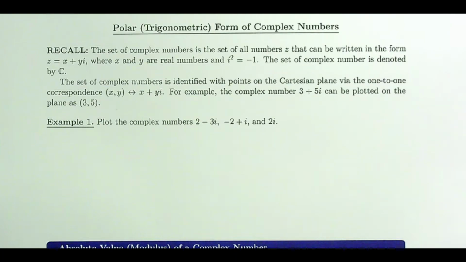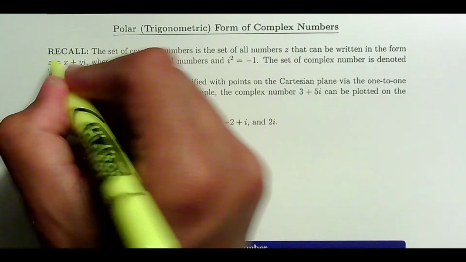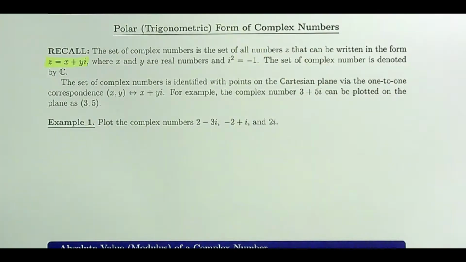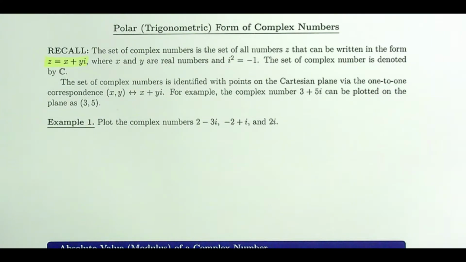So remember real quick, what is a complex number? A complex number is just going to be any number that you can write in this form, x plus yi, where x and y are real numbers, and then the i is the imaginary part, the imaginary number. And it satisfies the property that i squared equals -1.